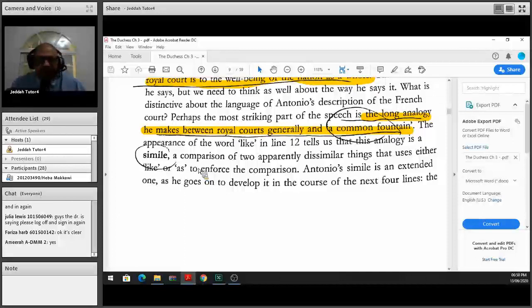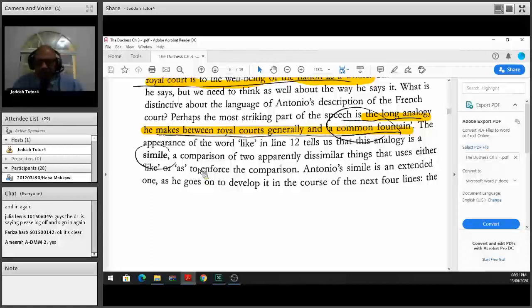So what happens if the fountain has insects and all these kinds of bad creatures on and around it? Would you go and drink from it? Would you go and take water from it? Obviously, no. So it's very important that the common fountain from which people have their water is kept clean.